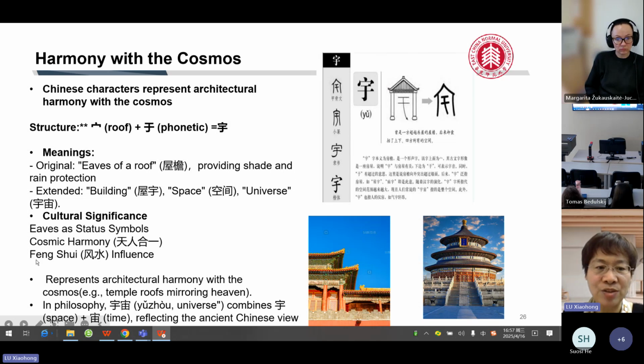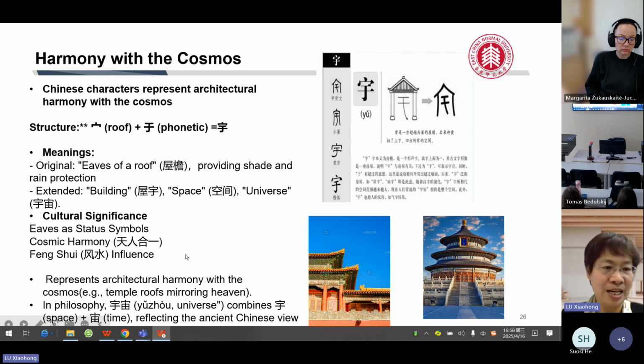So the word yu has cultural significance. Originally, the eaves can be used to indicate social status. It is a symbol of status. A building with grand eaves will be very expensive to make, and the social status of this family must be very high. So this is a building in the Forbidden City, the building for the emperor to stay. You can see the eaves are very splendid, magnificent. So the eaves of a roof indicate a person's or family's social status.